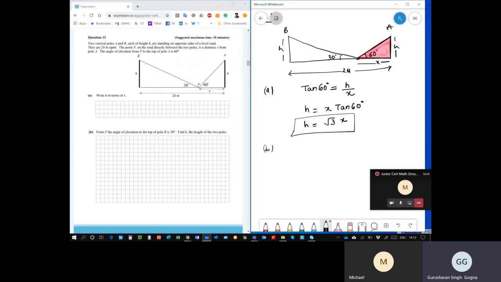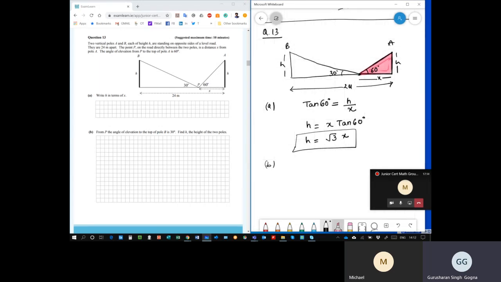The second part of the question is, from the angle of elevation to the top of pole B, which is 30 degree. So you can see that it's given. Find the height of the two poles. So you need to find out the value of h. Now, how will you find out the height? So they're talking about this triangle, isn't it? So let's use a different color. They're talking about this right angle triangle.